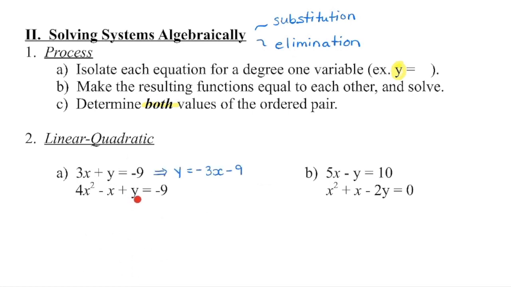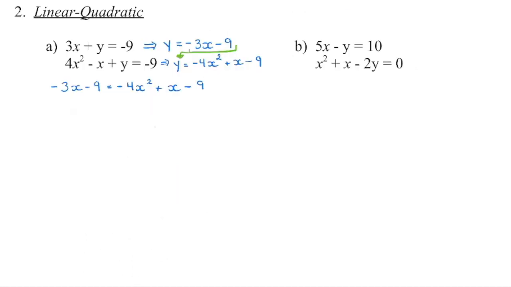If I want to isolate this y, I'm going to move over my squared term and I'm going to move over my x term, so those signs are going to change. And we can now see that we have y equals and y equals. We're essentially going to substitute one of those equations into the other in the place of y, making the two sides equal to one another. And you can now see that we have a degree 2 equation, which means it's going to be a quadratic.